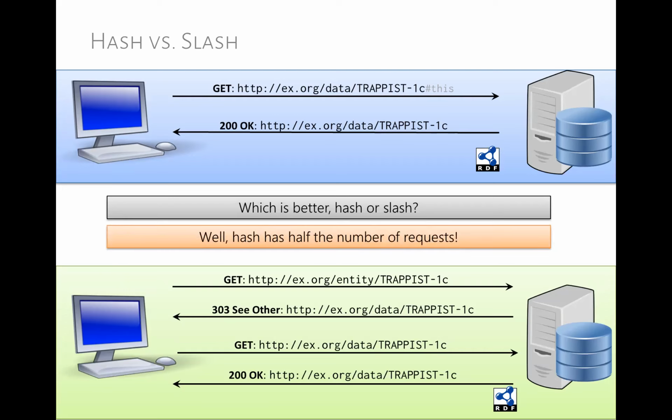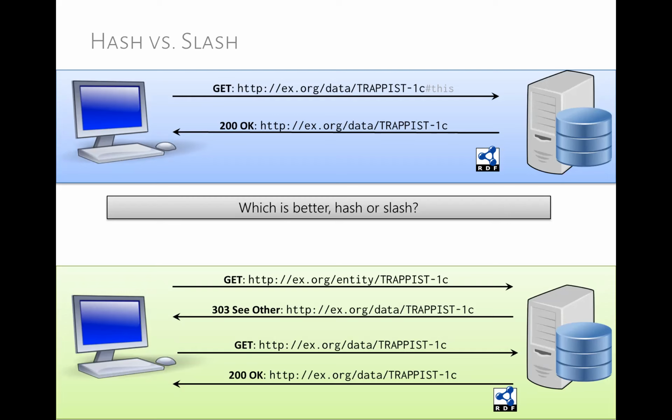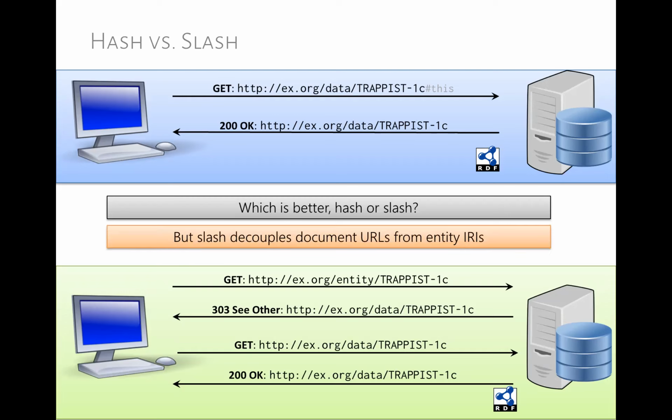So hash has half the number of requests, but slash decouples the document URLs from the entity IRIs. Yeah, so there's still a lot of debate about this. Some people are really fans of hash recipe and some people are really fans of slash recipe. Both of these recipes, again, are important to be able to have two different identifiers, one for the document and one for the thing the document describes.